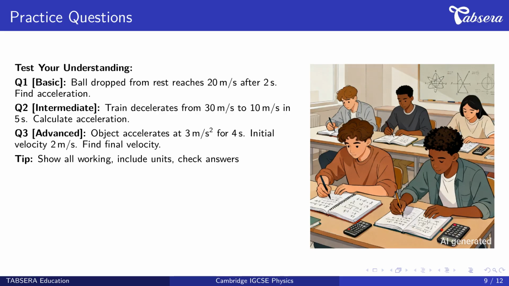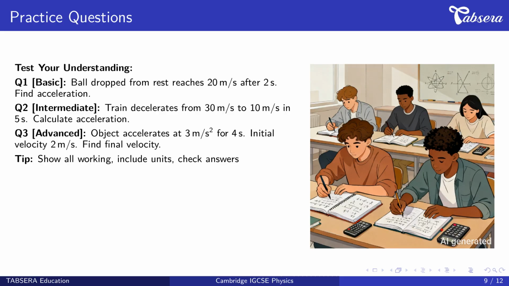Question 2 is intermediate. It states, a train decelerates from 30 meters per second to 10 meters per second in 5 seconds. Calculate the acceleration. This requires you to apply the concepts we've learned to deceleration, remembering that the results will be negative.